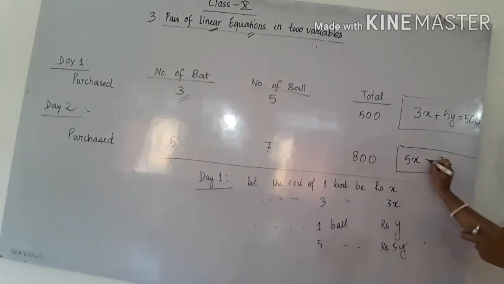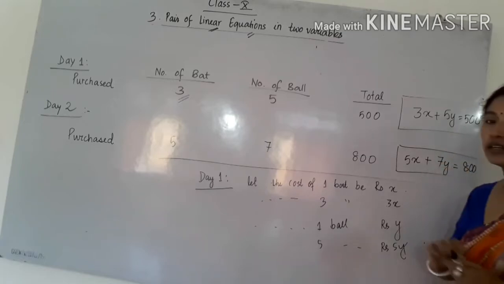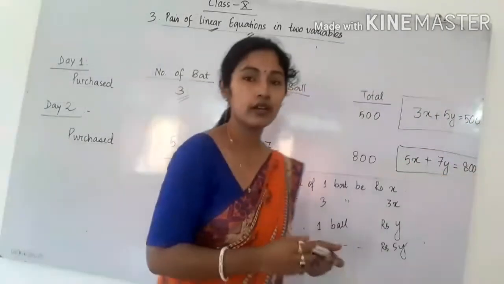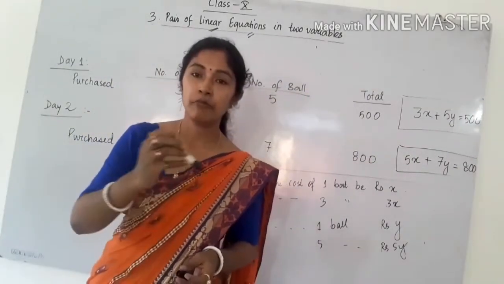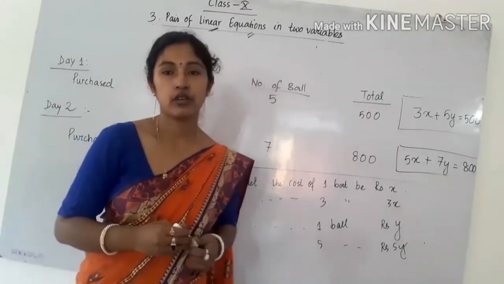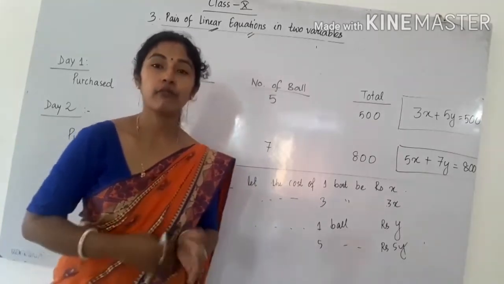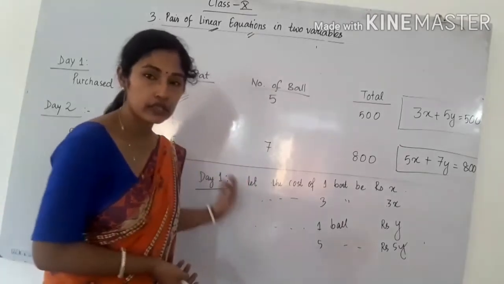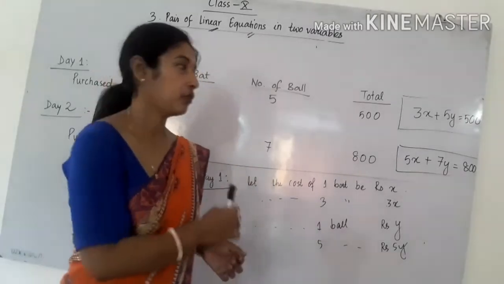So again the total cost. How to do the total? You have to add this, you will get 800. So you are getting two equations. These two equations you can plot in a graph. How to plot them in a graph? First of all, you have to find the solution for each equation. Then you have to plot it in the graph. You will get one common solution, or no common solution, or many common solutions, like we have already discussed in our three graphs before.